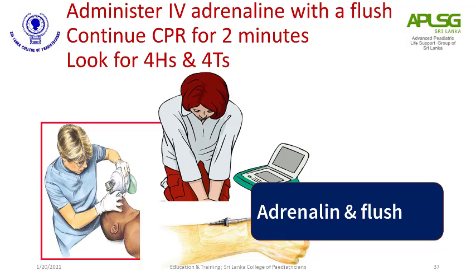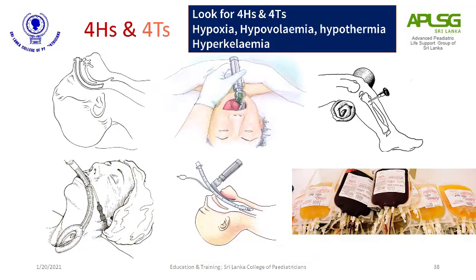While good quality CPR is going on, look for the 4Hs and 4Ts. Check for hypoxia and correct it. Make sure oxygen is connected, an oral airway is inserted, otherwise consider laryngeal mask airway or intubation. Check skin color and skin temperature. If the peripheral cannula is not working, go for intraosseous access and correct hypovolemia with fluid boluses. Feel for the temperature and cover the patient with warm blankets.